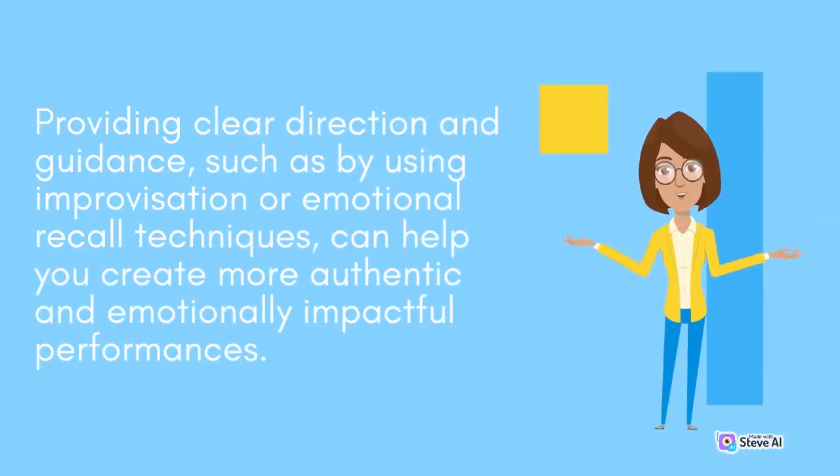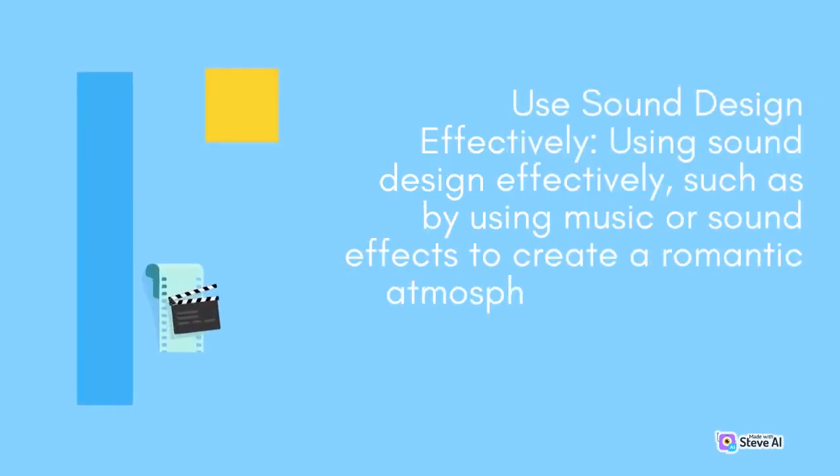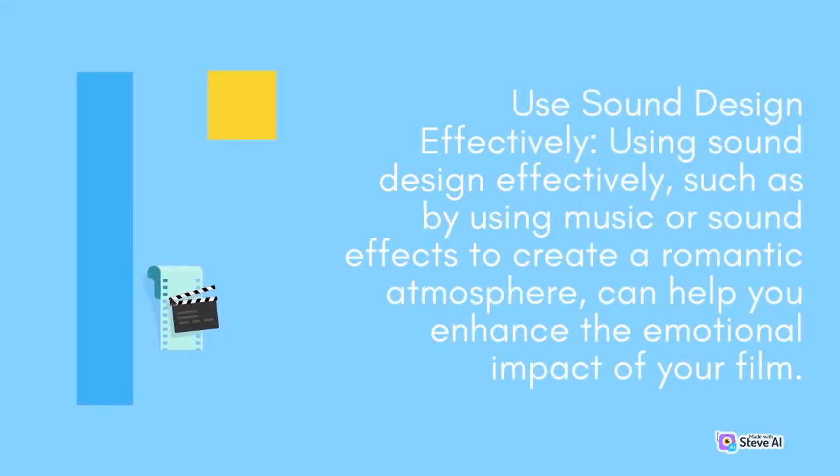Providing clear direction and guidance, such as by using improvisation or emotional recall techniques, can help you create more authentic and emotionally impactful performances. Use sound design effectively. Using sound design effectively, such as by using music or sound effects to create a romantic atmosphere, can help you enhance the emotional impact of your film.